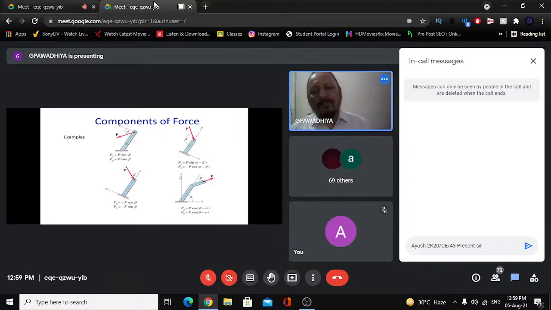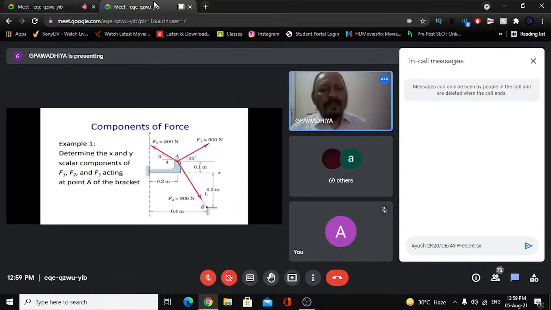Beer and Johnston. Beer and Johnston is available for free on the net, so you can search for it. There are 700, 800, or even more pages available. Old versions are available. You can download it and study it. It's a very good book. Now here, let's say we have an example, but we'll discuss this example in the next class tomorrow. Let's stop here.